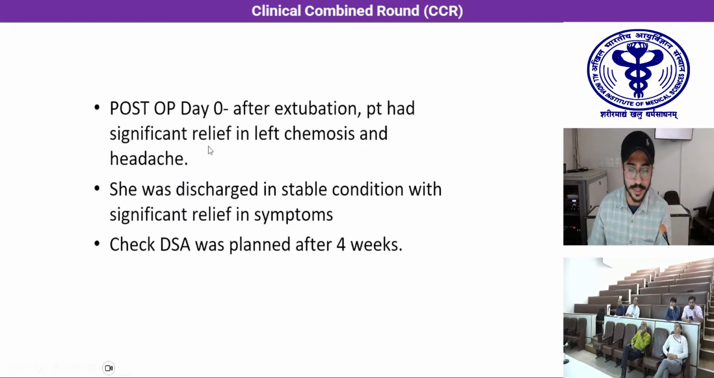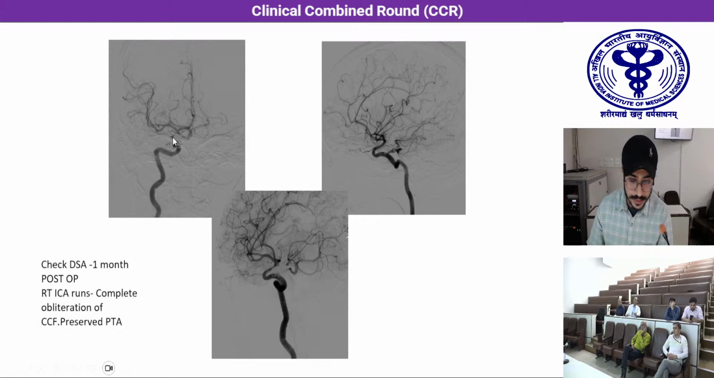So post-op day 1 after extubation, the patient had significant relief in headache as well as left-sided chemosis. He was discharged in stable condition after 2 days with a significant relief in symptoms. Check DSA was planned after 4 weeks. This was the check DSA that we did after approximately a month of surgery.